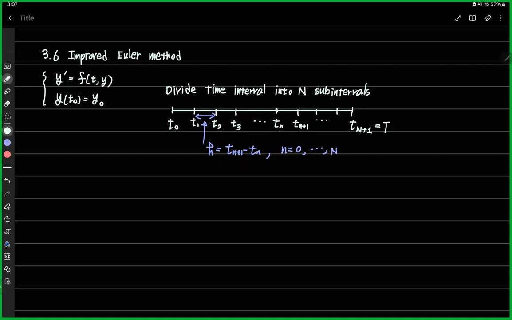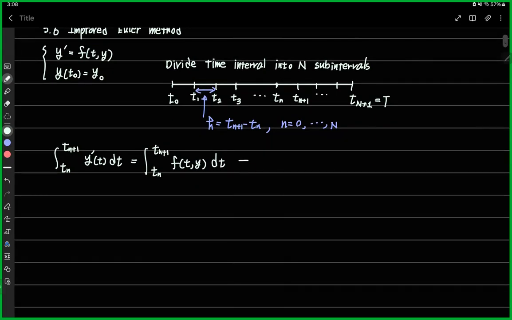Okay, so now to get the formula for the improved Euler method, we're going to take the integral of that differential equation. So take the integral of both sides of the differential equation from tn to tn plus 1. And we got this equal to the integral from tn to tn plus 1 of f of t comma y dt.